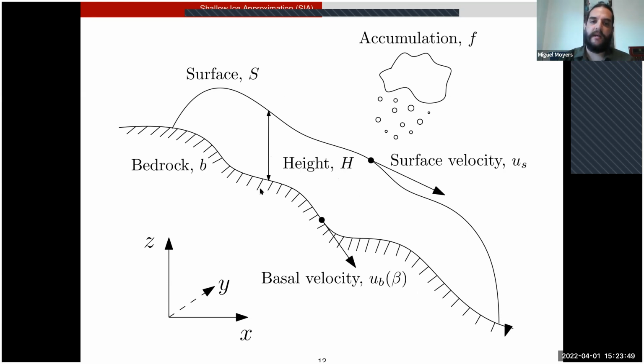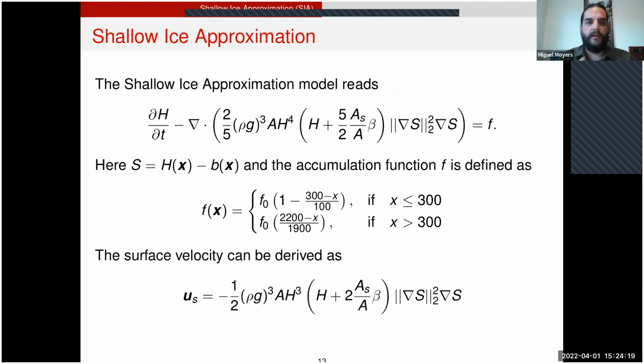So we do that again through the lubrication approach. We depth average across Z, and we can get an average velocity at the surface, and we can get an evolution equation for H. So that's the standard way of simplifying these kinds of problems. So we go from 3D to 2D, and that saves a lot of hassle. So by doing that, the shallow ice approximation equations are these ones.